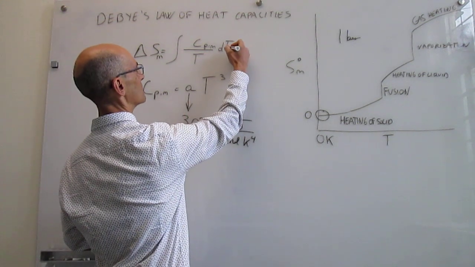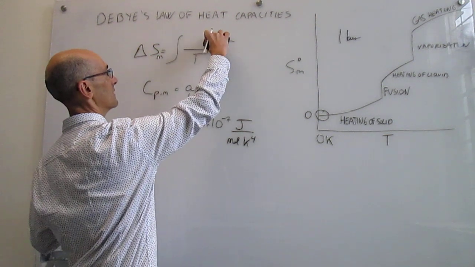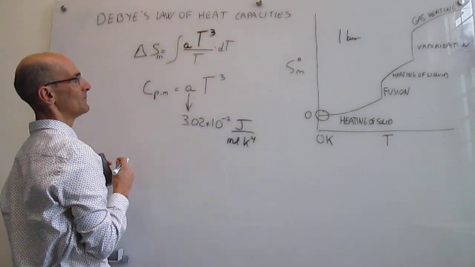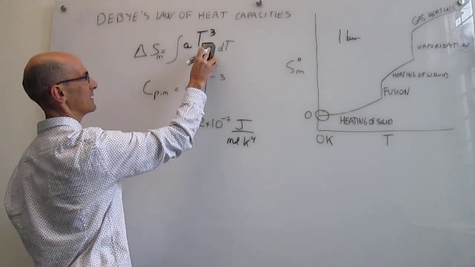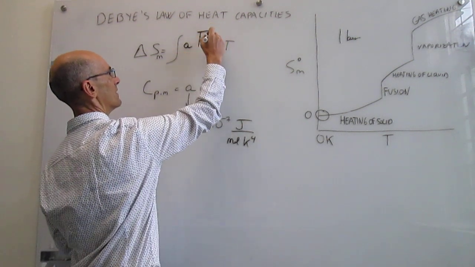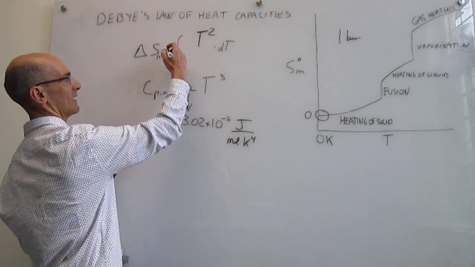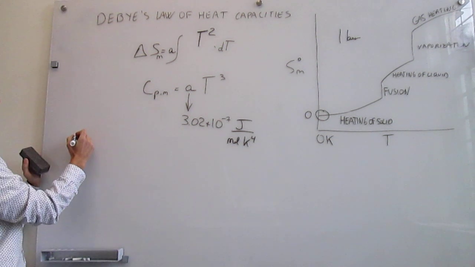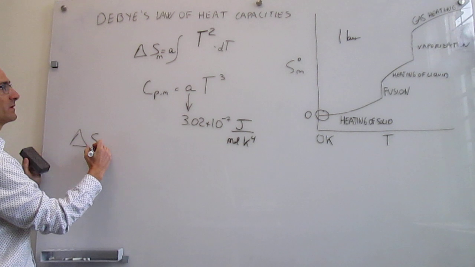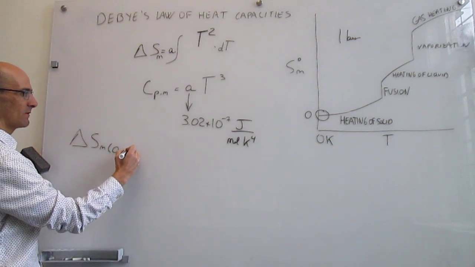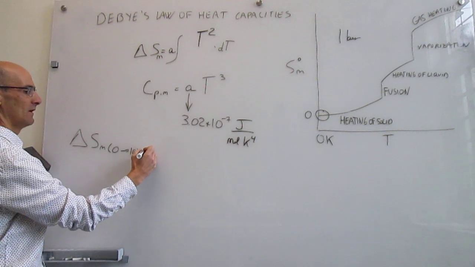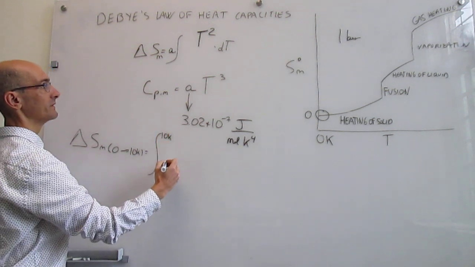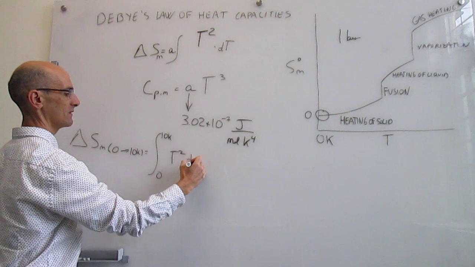So you would write that this is going to be equal to C_P,m. Again, if you use here Debye's law of heat capacities, it is A T cubed. All right, but of course you can cancel the denominator and make it A T squared. And you can factor out that constant, which is again a constant, and you just have a fairly simple integral to solve. All right, so then we can here say, well, the change in molar entropy, and again we're going to do this maybe from 0 to 10 Kelvin, is going to be equal to the integral from 0 to 10 Kelvin of A T squared dT.